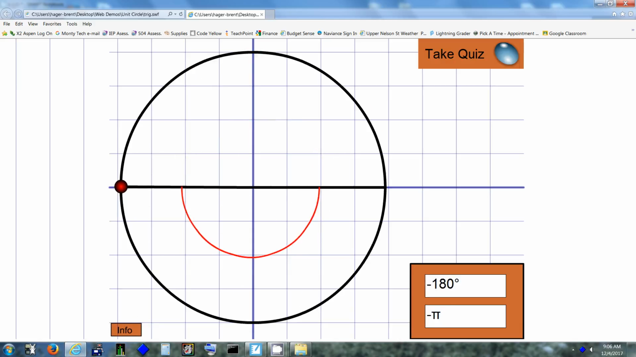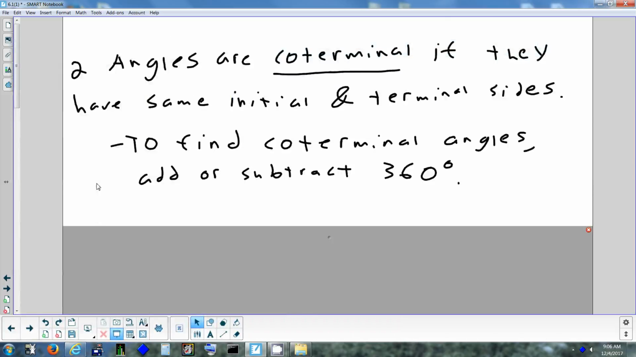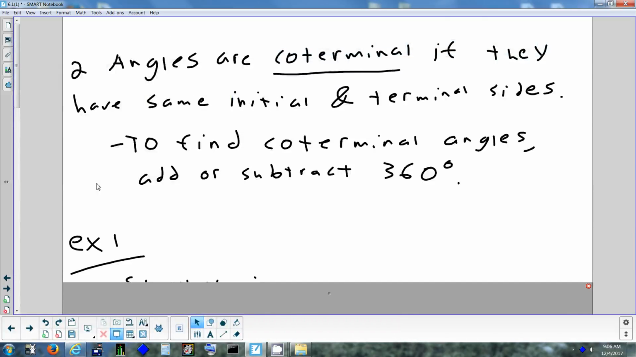So anytime you want to find a coterminal angle, if you just add a revolution, that will give you another angle that's coterminal. And we can do that in degrees, or once we learn radians, we could also do it in radians. Of course, if you're doing it in radians, you wouldn't add or subtract 360. You would have to add whatever 360 is equal to in radians.